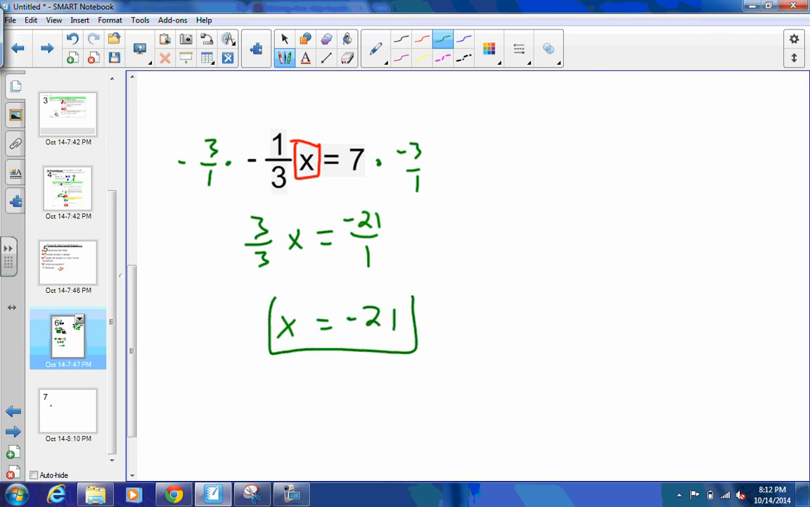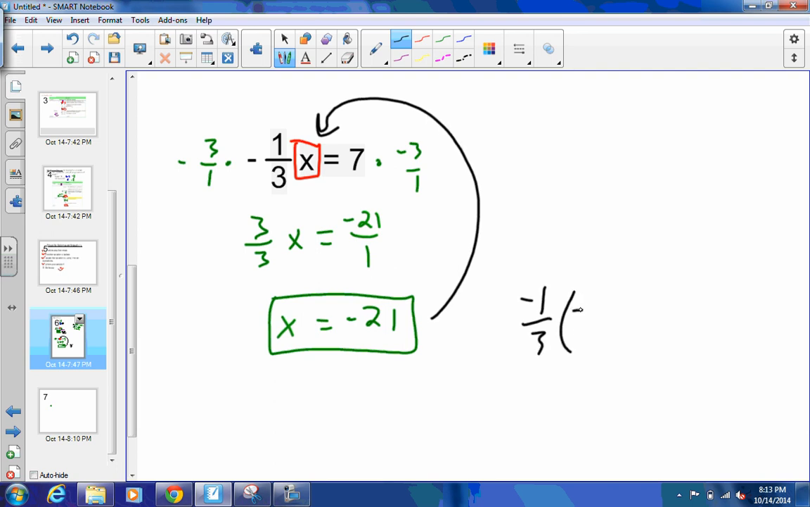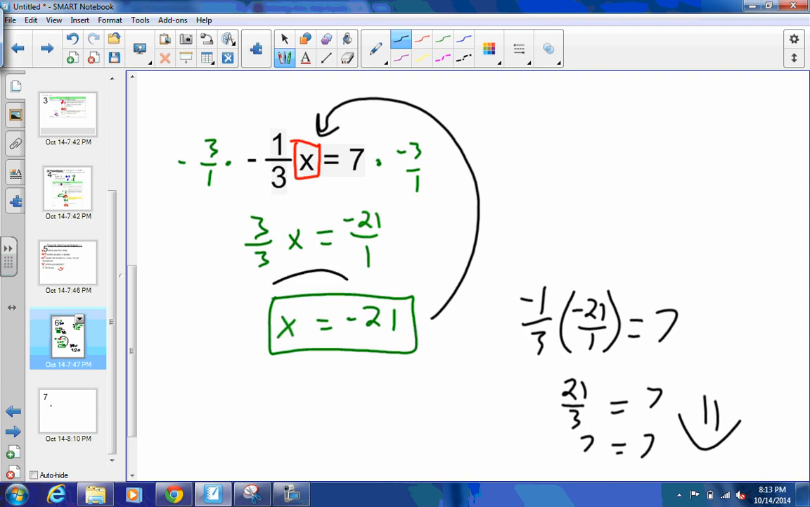All right, we've got a solution. Let us check. So let's plug it back in for the original and say negative 1 over 3 times negative 21, or negative 21 over 1 equals 7. Negative 1 times 21 is 21 over 3 equals 7. And that is true. 21 divided by 3 is 7. That's equal to 7. Big whopping smiley face because you figured out that that works. So your value for this one is x equals 21. Negative 21, sorry.